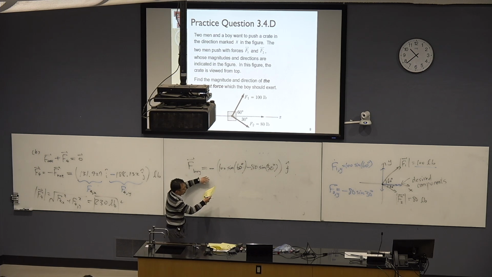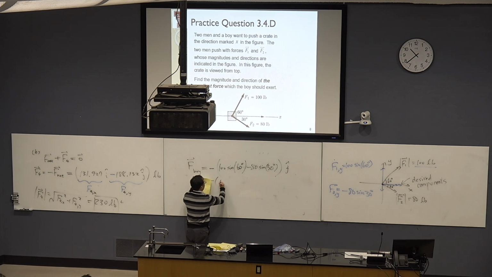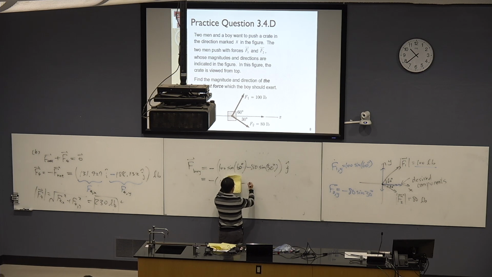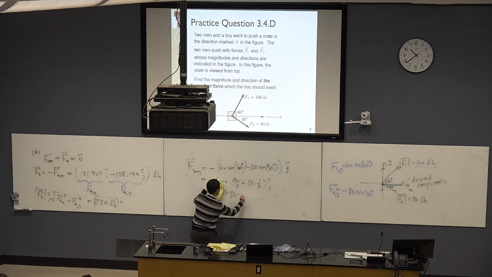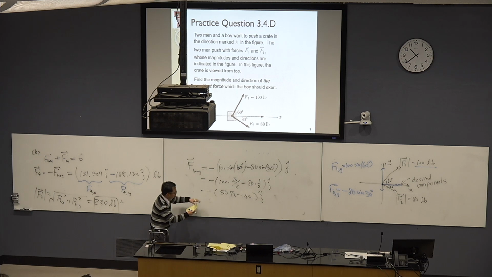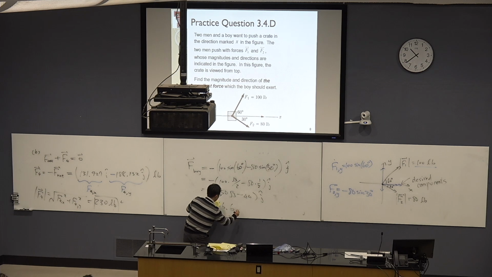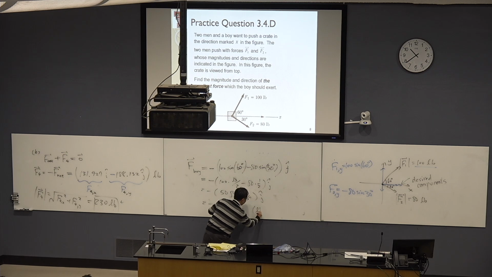So now let's do the algebra. If you do the algebra correctly, you will see that this is negative of 100 times square root of 3/2 minus 80 times 1/2 times j hat, right? Then you will see that this is negative of 50 square root of 3 minus 40 times j hat. And if you consider the numerical value, you'll get negative 46.6 times j hat, in terms of pounds, right?